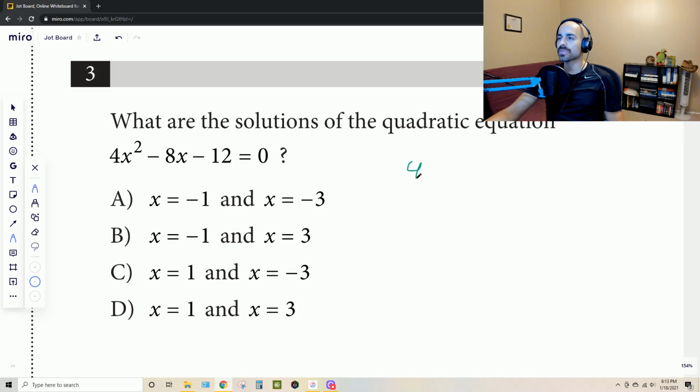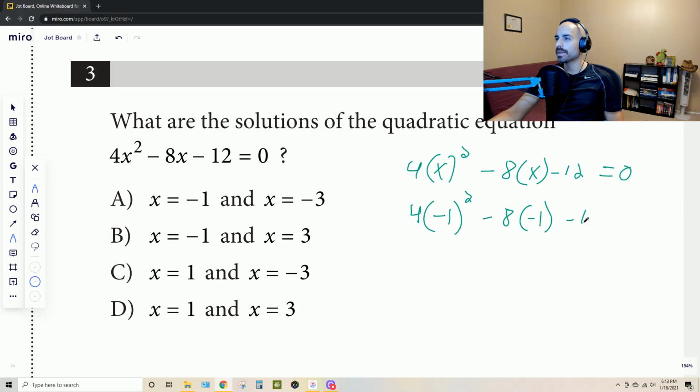I'm going to rewrite this problem. 4x squared minus 8x minus 12 equals 0. And let's say that I replace it with -1 here. Might as well give that one a shot. So 4(-1) squared minus 8(-1) minus 12. And that is still equal to 0.